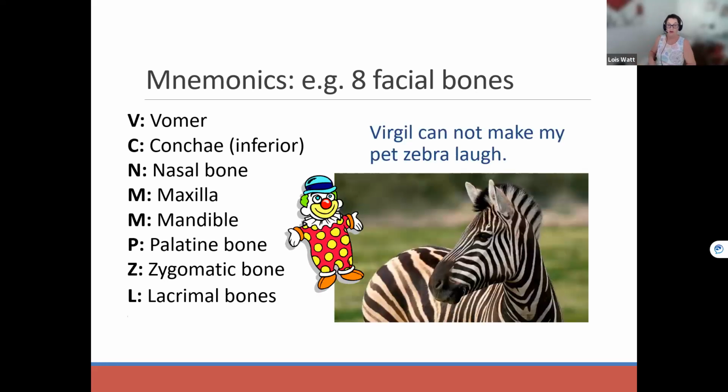And Virgil cannot make my pet zebra laugh. I used to have one as a child, how to spell arithmetic. And that was a funny one. It's probably not culturally correct to say now what it was, but it was something about somebody being inside a church, so he could eat toffee in church, something like that. So I always spell arithmetic, which is actually quite a hard word to spell. And so there's one way of learning the 8 facial bones.